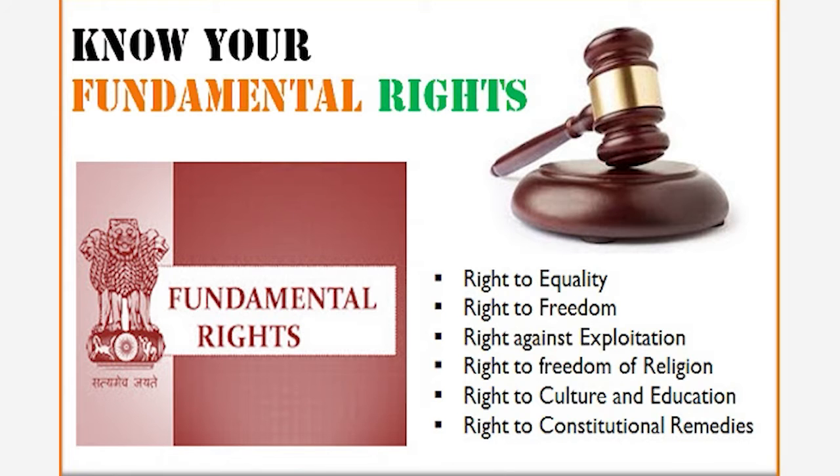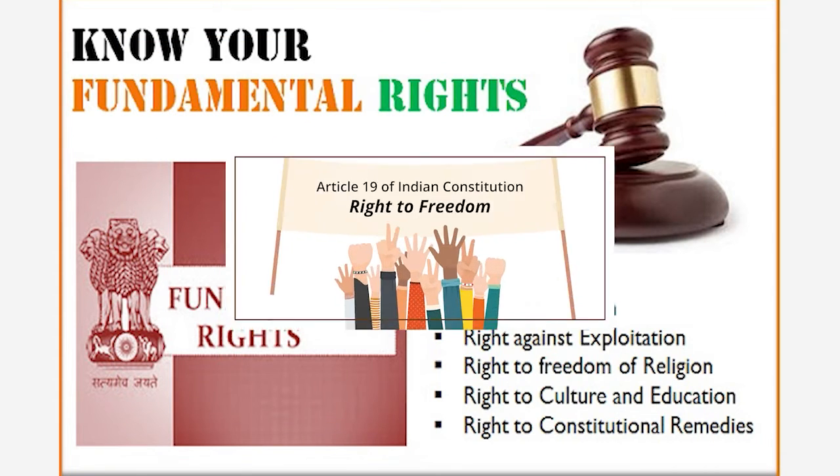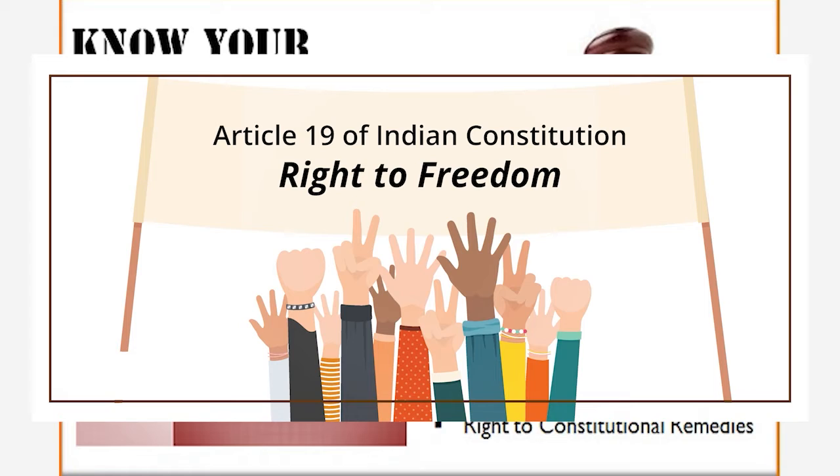They are right to equality. It is provided in Article 14 to 18 of the Constitution. The Constitution declares all the citizens of India to be equal in the eyes of law. Law provides equal protection to all. The concept of equality is that special privileges of all kinds should be abolished and untouchability is also abolished. Then we have right to freedom, Article 19 to 22.